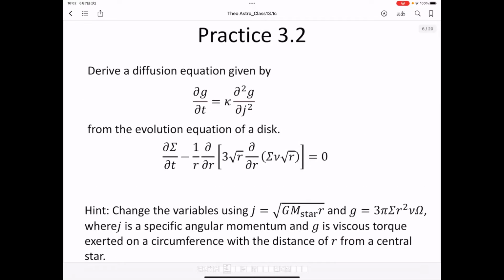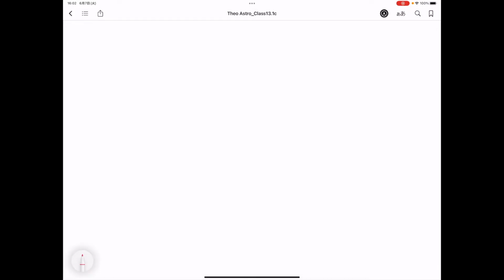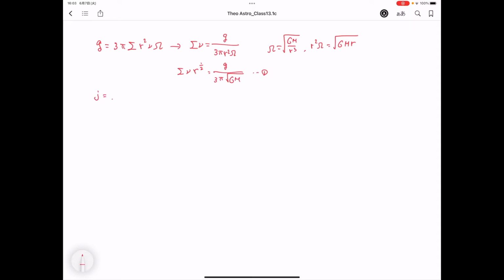Then practice 3.2. Derive the diffusion equation from the basic equations for the evolution of a protoplanetary disk. So G is expressed as 3 pi sigma r squared nu omega. So from this equation, sigma nu is expressed as G over 3 pi r squared omega. So we use omega and r squared omega. You can express sigma nu r to the 1/2 as G over 3 pi square root of GM. And also J is expressed as the square root of GMr. So from these equations, 1 over r is expressed as GM over J squared.